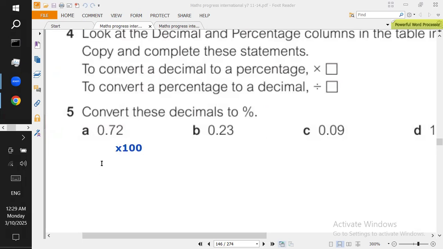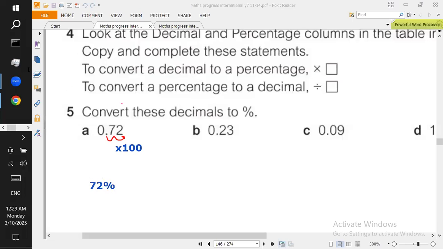Just multiply by 100. When you multiply by 100, you're going to move the decimal point. So the decimal point, it was here. You'll move it two times. One, two. So the answer will be 72. So it's going to be 72%. This is one of the methods that you can use to find the percentage.